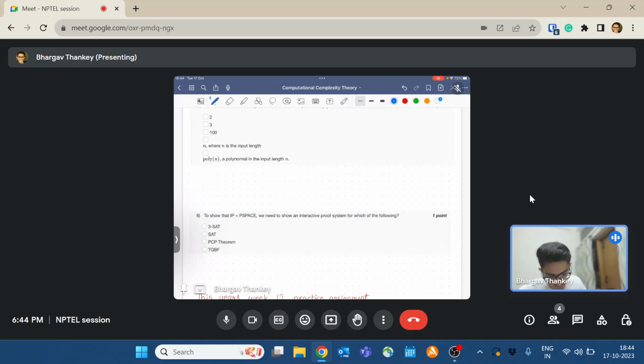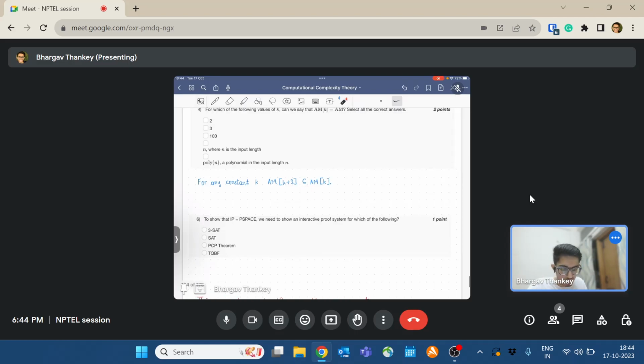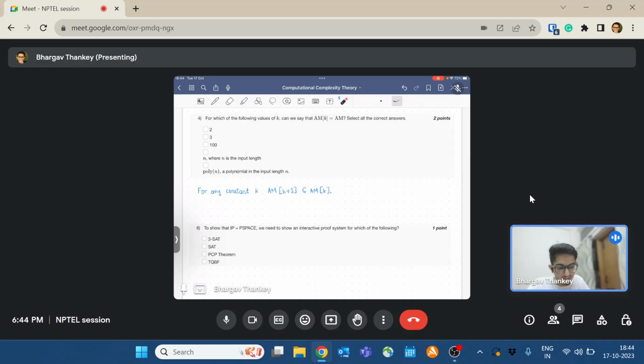What we know is this: for any constant k, so k is constant and independent of n, the input length, AM_{k+2} is contained in AM_k. Now, obviously AM_k is contained in AM_{k+2}, so actually this is an equality. And so we have that AM, which is AM_2, equals AM_4 equals AM_6 and so on, right?